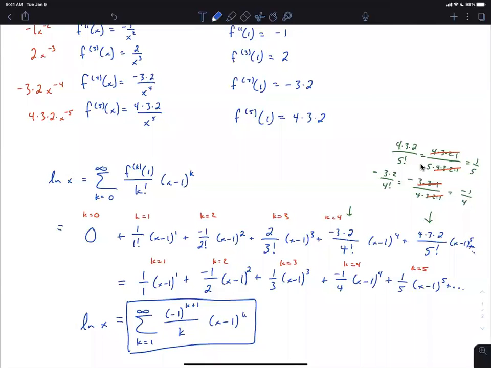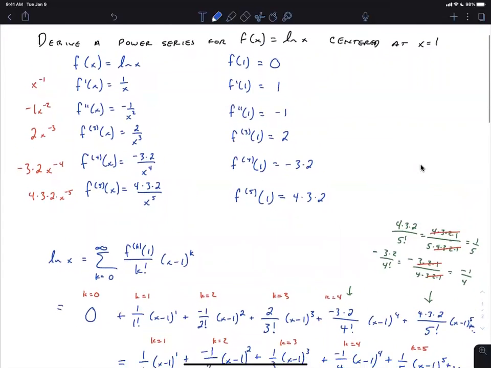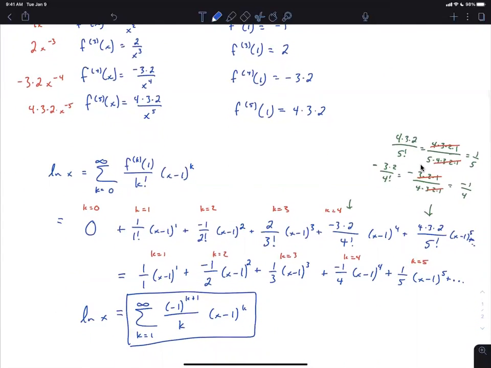Okay. All right, so I didn't ask for the interval and radius of convergence. It turns out that the radius of convergence is 1. It goes from 0 to 2. We'd have to double check, but I believe that 2 is included. 0 is definitely not included. So if you did find the interval and radius of convergence, that would go from 0 to 2 with a bracket, and the radius is 1.